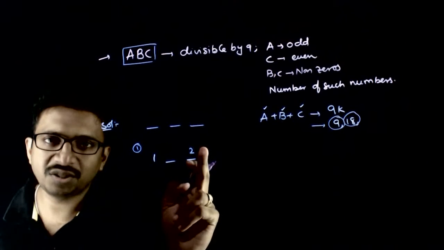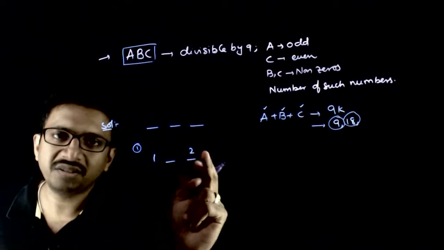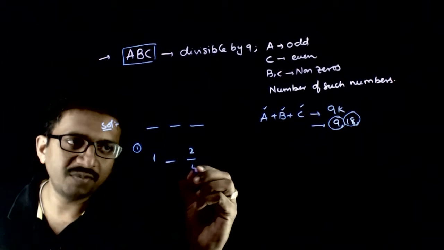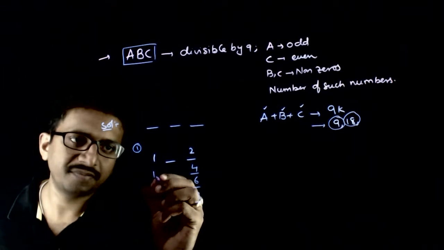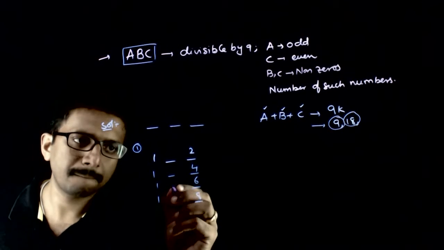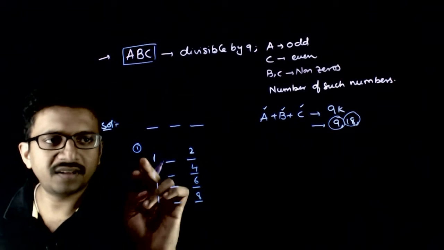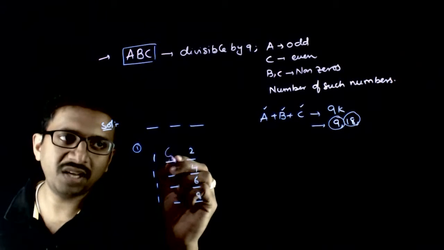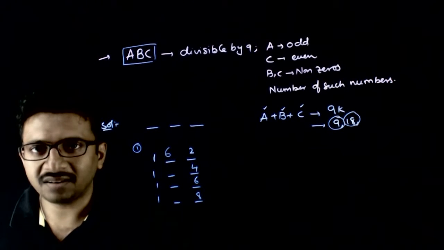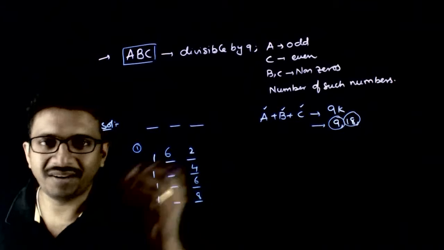So if the last digit is 2, it's 1 _ 2. The last digit can also be 4, 6, or 8. If the first digit is 1 and the last digit is 2, the middle digit has to be equal to 6 because the sum has to be 9. The sum cannot go to 18.